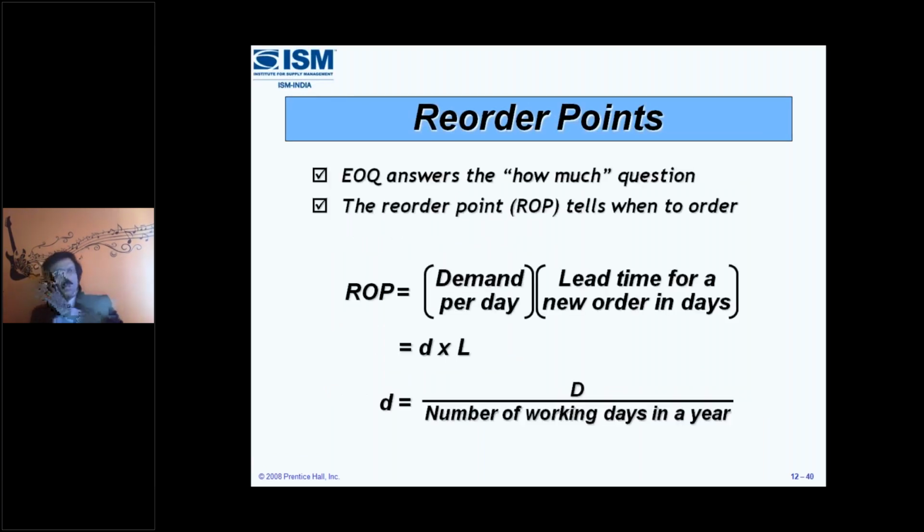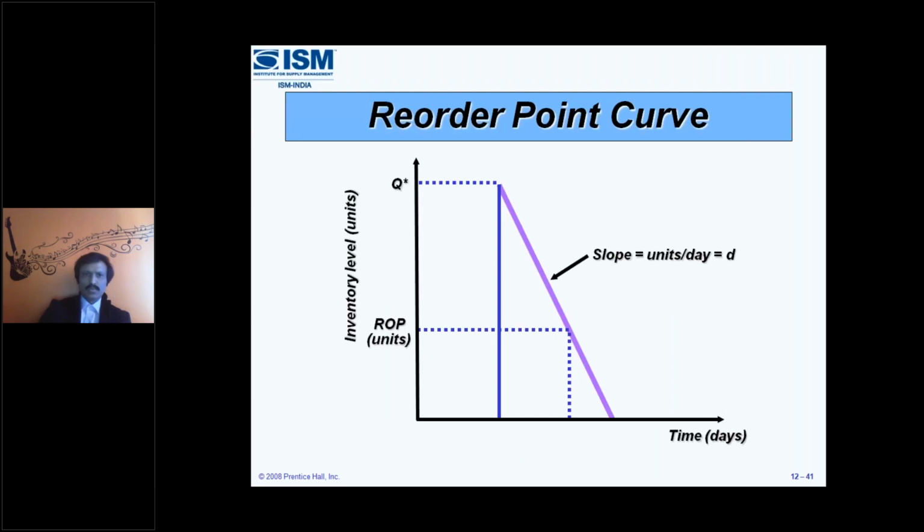Your EOQ answers how much is to be ordered, and the reorder level tells us when to order. In simple terms, it is demand into lead time. How is the demand on a daily basis calculated? Your total demand divided by your number of working days in a year.